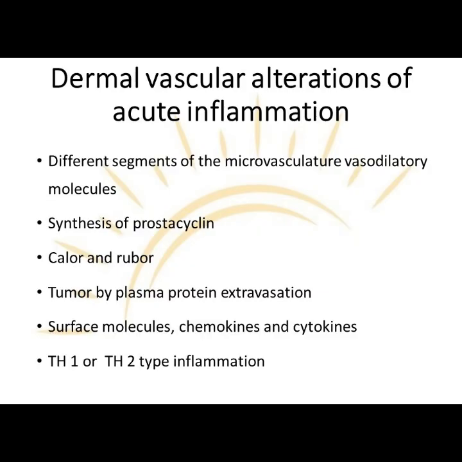Dermal vascular alterations in acute inflammation. Different segments of the microvasculature contribute in different ways to acute inflammation. Local sites of inflammation are perfused at a higher level, primarily because of a shift in the balance of vasodilatory molecules released by the EC of the arterioles and, to a lesser extent, the capillaries.